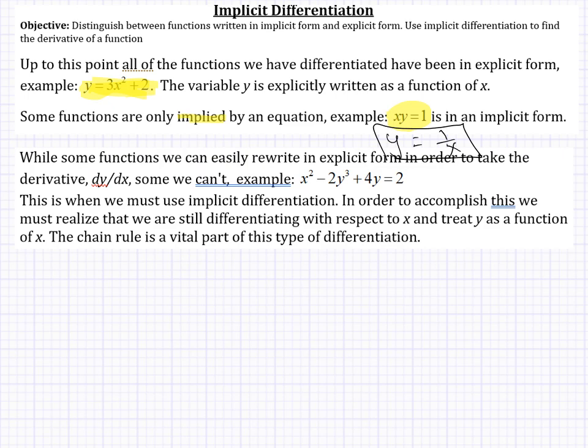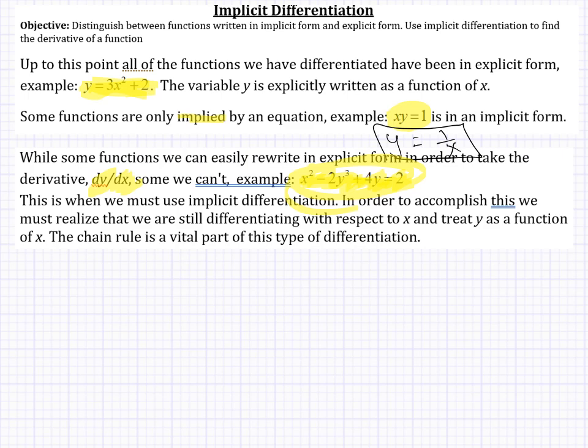Here's another one. x squared minus 2y cubed plus 4y equals 2. That's an implicit equation. And we can't easily get that into explicit form. However, if we were to graph this, this would represent some curve. This implicit equation would represent some curve. And we may need to find the slope of that curve at different locations. And so we would want to find the derivative of y with respect to x.